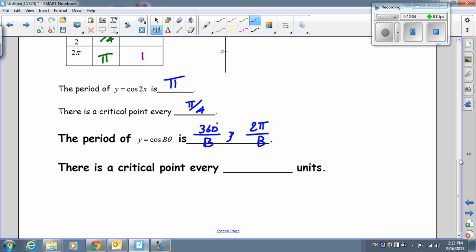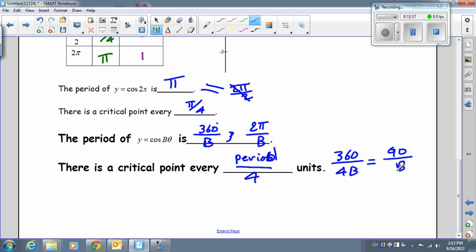To find the period, knowing that the value of b was 2, all I have to do is say 2 pi over 2. And if you simplify, you get it back to your pi. And there's a critical point every period over 4. So to find out the critical point, I would say it's 360 over 4b, which is the same thing as 90 over b. Regardless of what b is, if you divide 90 by b, it tells you exactly where you have a critical point.